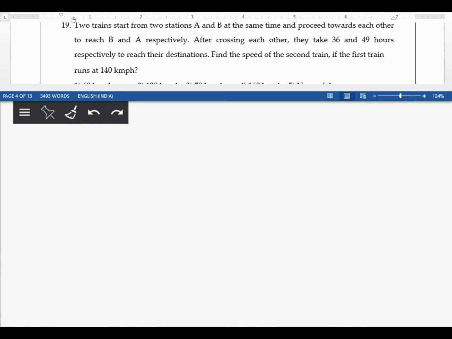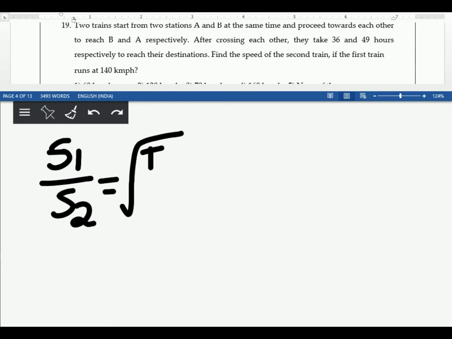19th question. Two trains start from two stations A and B at the same time and proceed towards each other to reach B and A respectively. After crossing each other, they take 36 and 49 hours respectively to reach their destinations. Find the speed of the second train if the first train runs at 140 kilometers per hour. For this, we have one equation to save our time. S1 by S2 is equal to square root of T2 by T1.